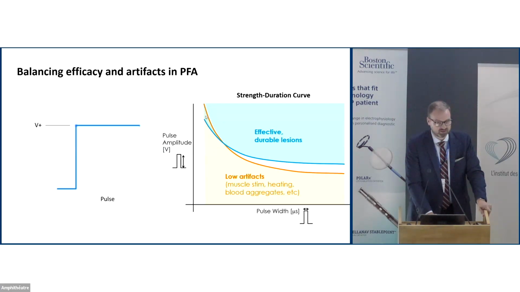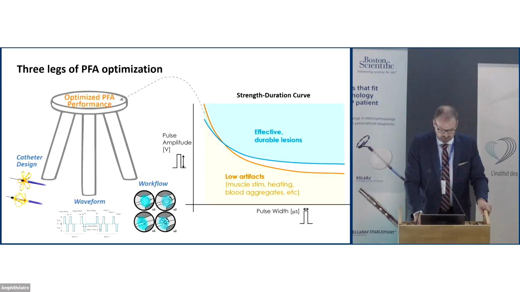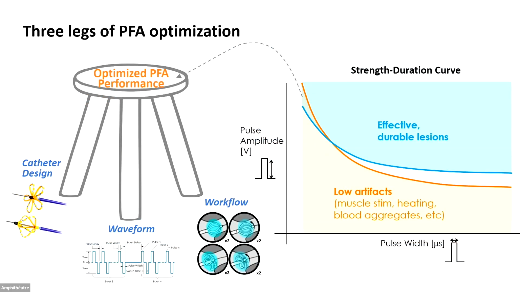You can get these curves to cross. You have to play with three things that I call the three-legged stool. So that is the catheter design, the waveform, and then your ablation workflow. Those three things are the most important tools you have to actually get yourself to be in that little window.